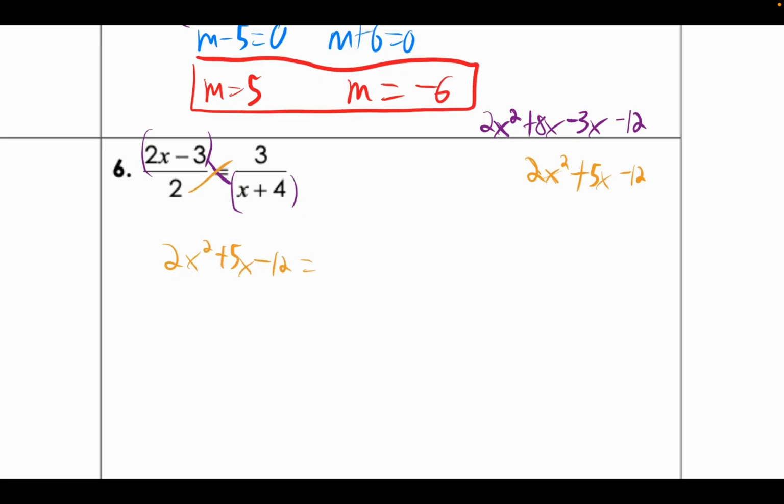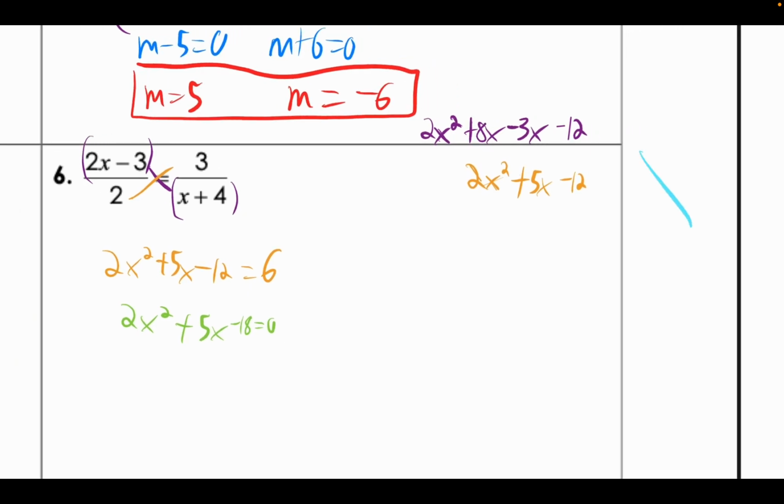On the other side, I have 2 times 3, which is 6. Now I'm going to subtract my 6 from both sides, since again I have an x squared, or squared term. So I get 2x squared plus 5x minus 18 equals 0. 3 terms, so again I'll make the x here. Negative 18 on the top, positive 5 on the bottom. Look for factors that are going to do the trick here, and see what we're going to land with. There are going to be one negative, one positive. The negative one will be smaller.